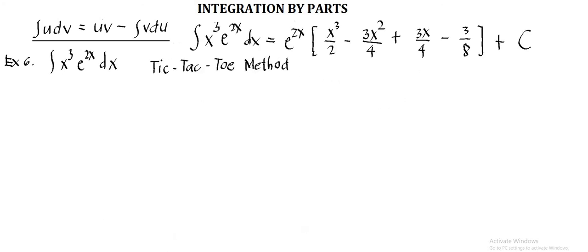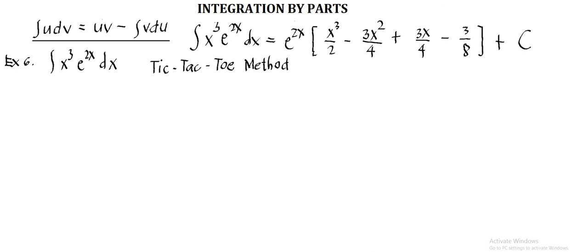Let us have another solution to the problem integral of x cubed e to the 2x dx. So, shortcut method ito, no? Ang tawag natin sa method na ito ay tic-tac-toe method. So, dapat ang makuha nating sagot ay itong nandito sa taas, ano? Integral of x cubed e to the 2x dx equals e to the 2x times x cubed divided by 2 minus 3x squared over 4 plus 3x over 4 minus 3 over 8 plus c.